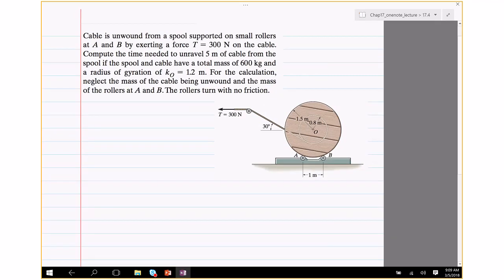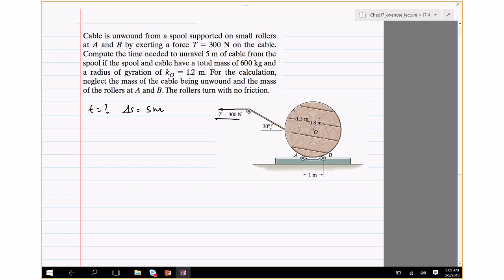So this is a problem on rotation about a fixed axis, just a continuation of last class. The cable is unwound from a spool supported on small rollers at A and B by exerting a force T, and that's a constant, 300 newtons. Compute the time needed. So the unknown is the time to unravel 5 meters. Let's call the distance unraveled delta S, that's 5 meters.